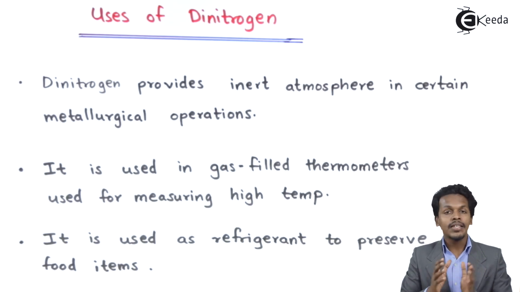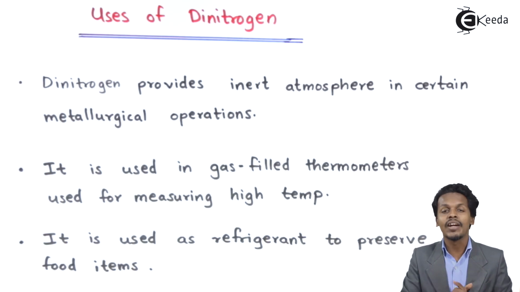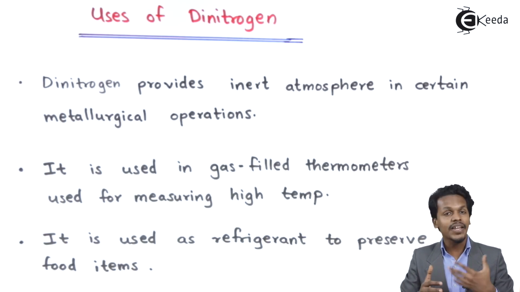Talking about the other uses of dinitrogen, we understand that air consists of oxygen as well as dinitrogen, but the nitrogen dilutes the action of the oxygen, so the combustion of a particular material is retarded if nitrogen is present. So this has various uses, and that's it. This is what I wanted to talk about.